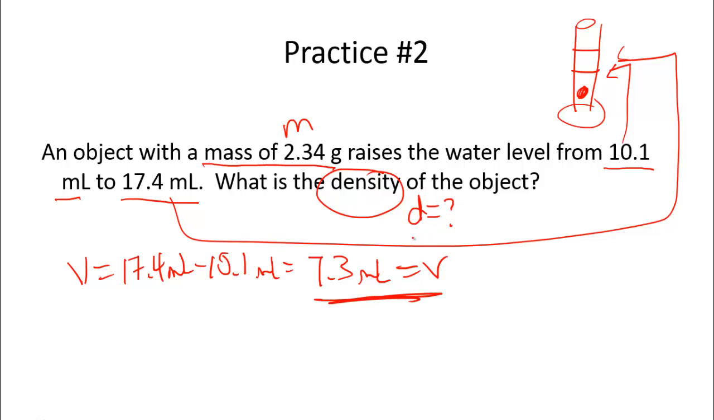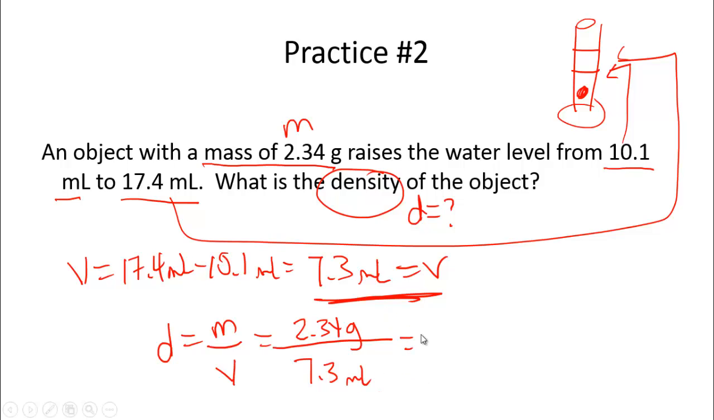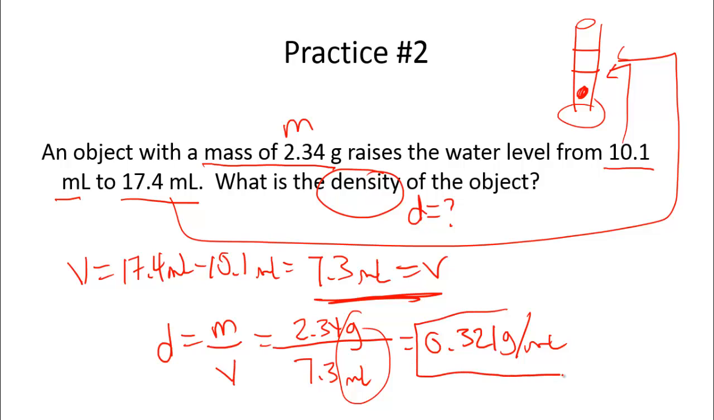If you're solving for density, the density equation is D equals M over V. So just plug your numbers in now. For mass on top, you plug in 2.34 grams, and please put your units in, divided by 7.3 milliliters, and this is equal to 0.321. And our unit, because they don't cancel each other here, is grams per milliliter. So that's the density of the object in this particular problem.